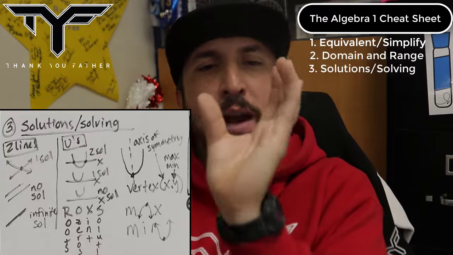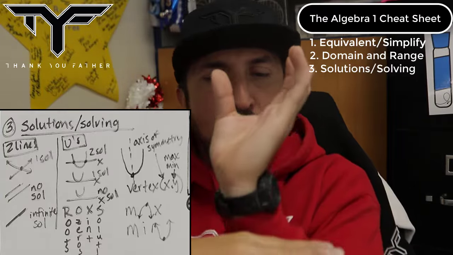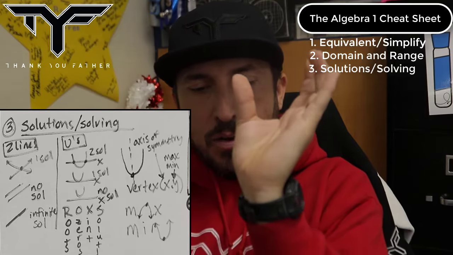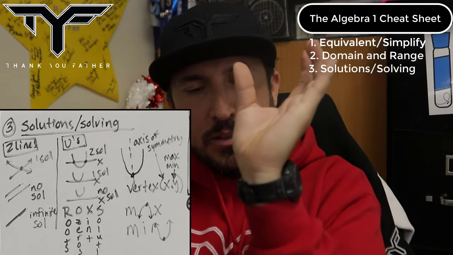So you have the U, right? 2 solutions, 1 solution, no solutions. Then the word rocks, roots, zeros, x-intercepts, solutions.